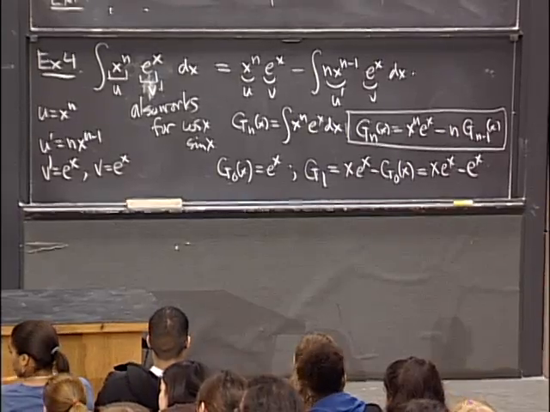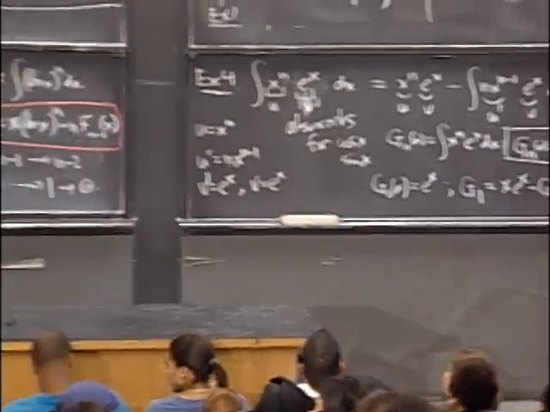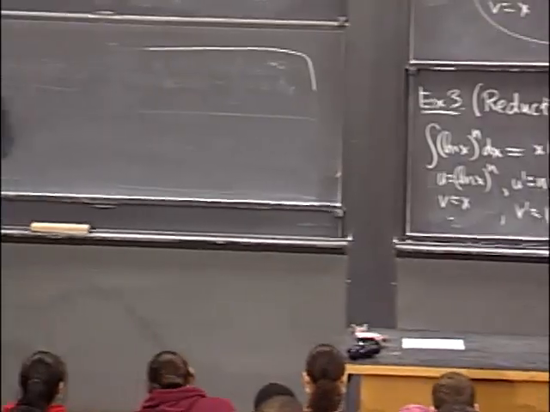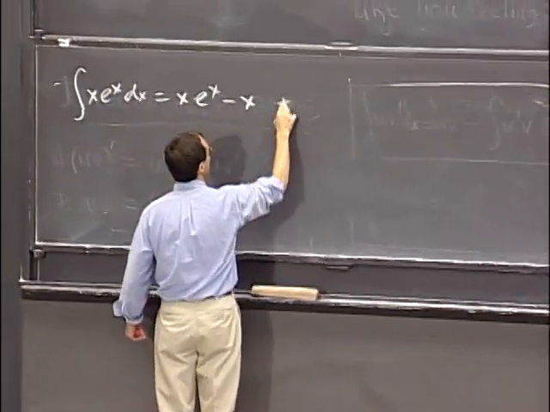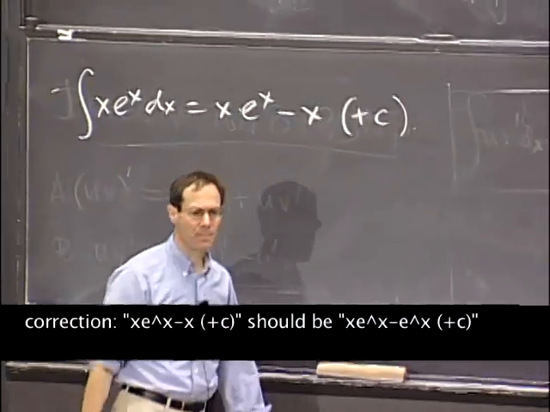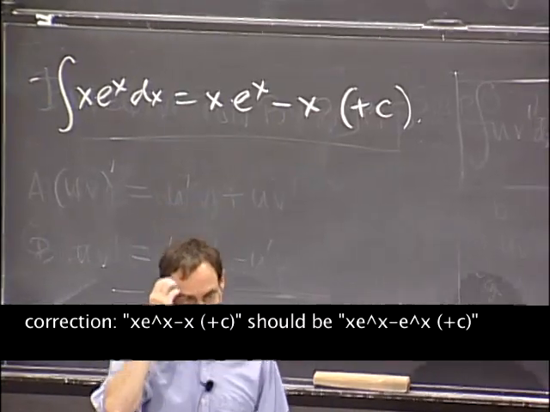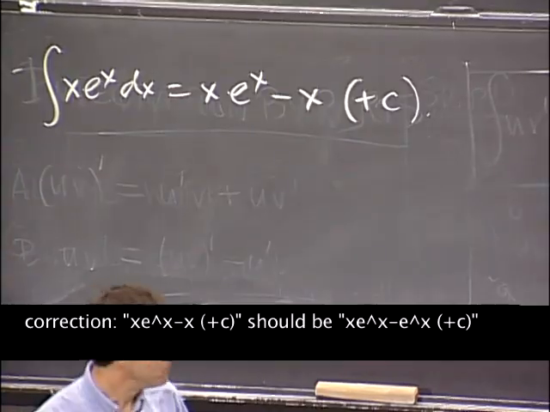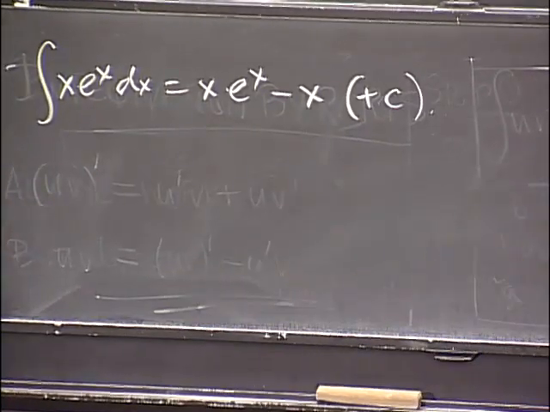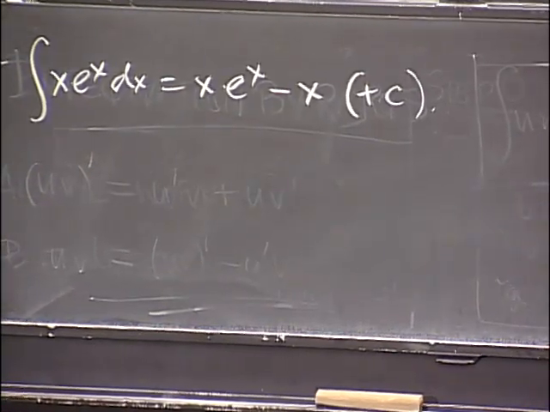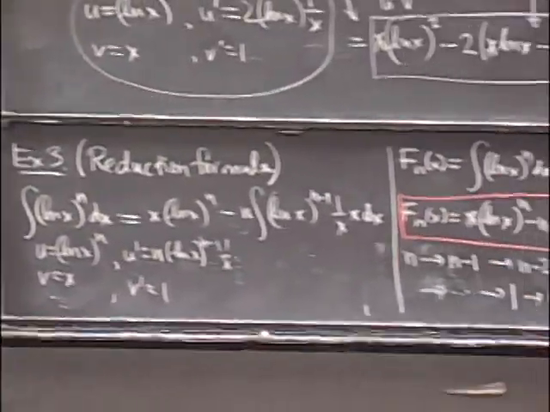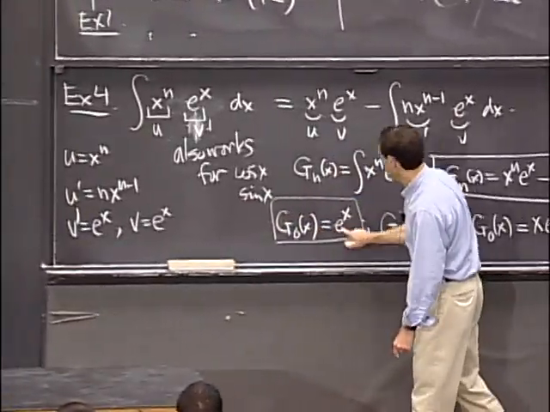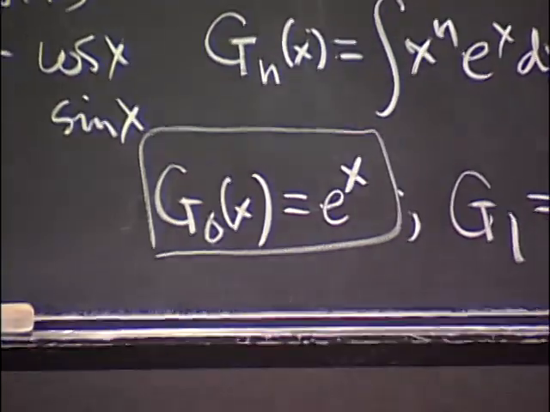Which is that the integral of x e to the x dx is equal to x e to the x minus x plus c. Yeah, question? The question is, why is this statement true? Why is g of 0 equal to e to the x? I did that in my head.